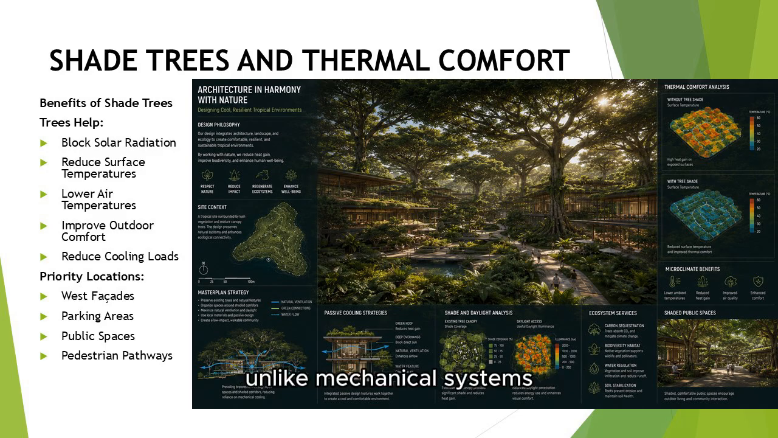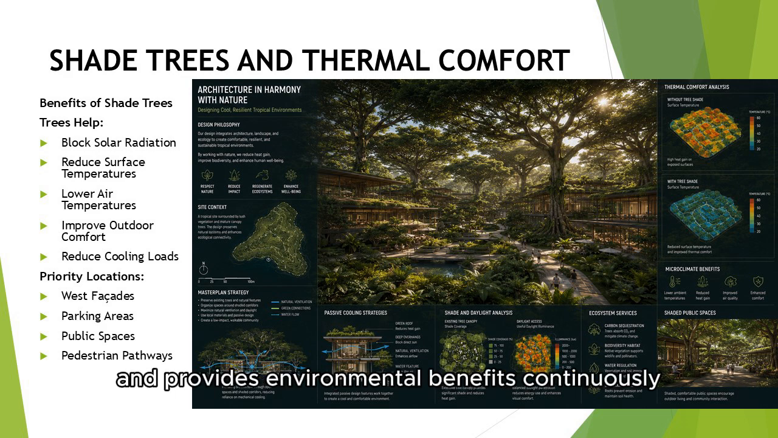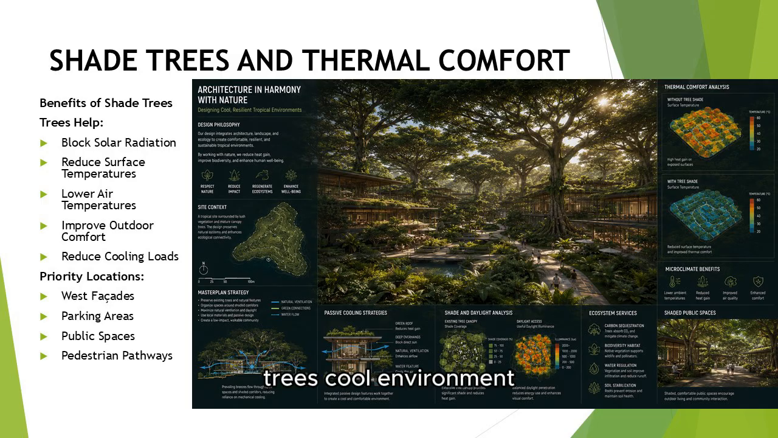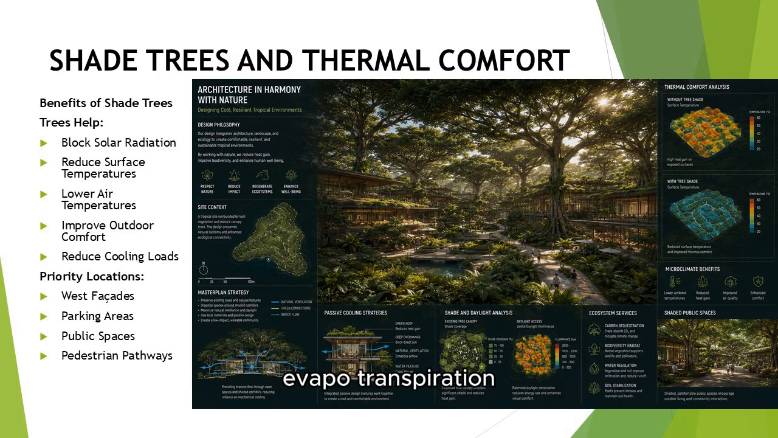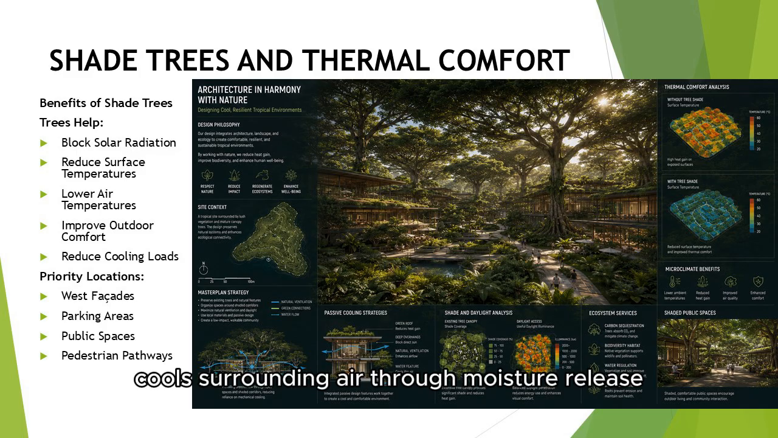Unlike mechanical systems, trees require no electricity and provide environmental benefits continuously. Trees cool environments through two mechanisms. First, shade. Second, evapotranspiration. Shade prevents solar radiation from reaching surfaces. Evapotranspiration cools surrounding air through moisture release.